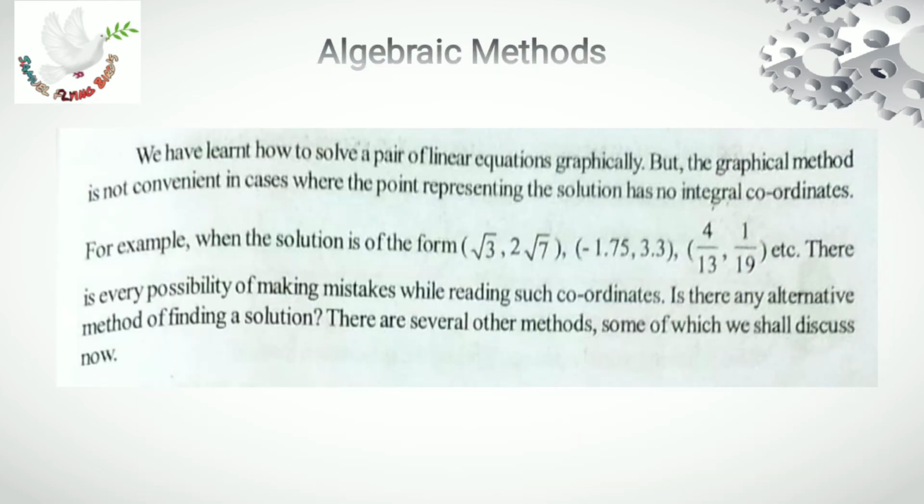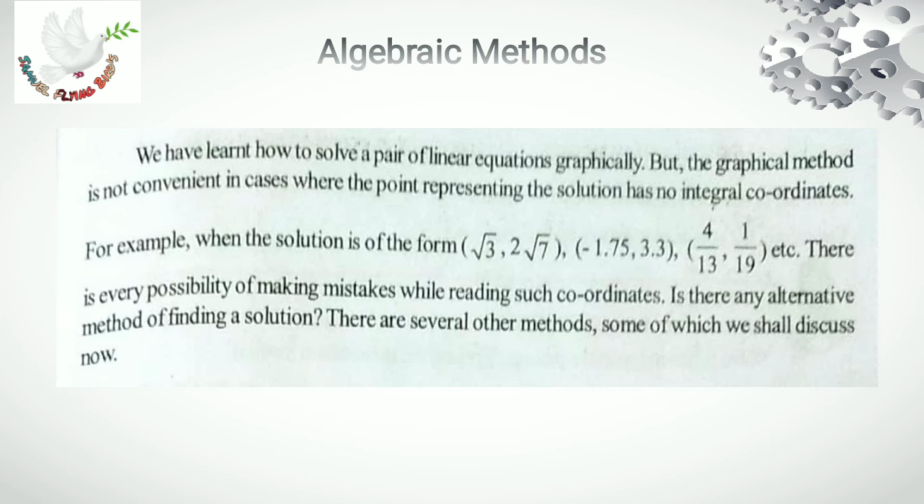Now coming to the next method, the algebraic method. Why should we consider this method? Because there are some reasons. We have learned how to solve a pair of linear equations graphically, but the graphical method is not convenient where the point representing the solution has non-integer coordinates. For example, when the solution is of the form root 3 comma minus root 3, 2 root 2 comma minus 1.75, 3.3 comma 4 by 13, 1 by 19, etc. These we cannot read on the graph, so we have to consider the algebraic method.